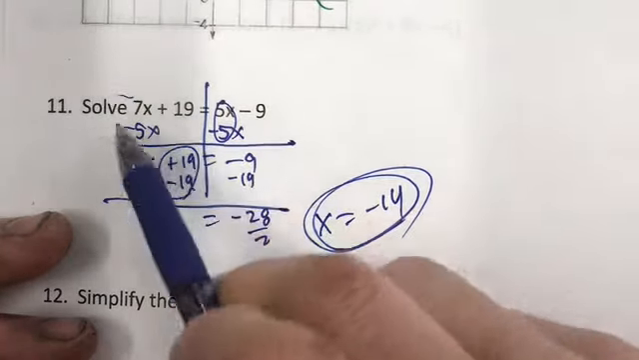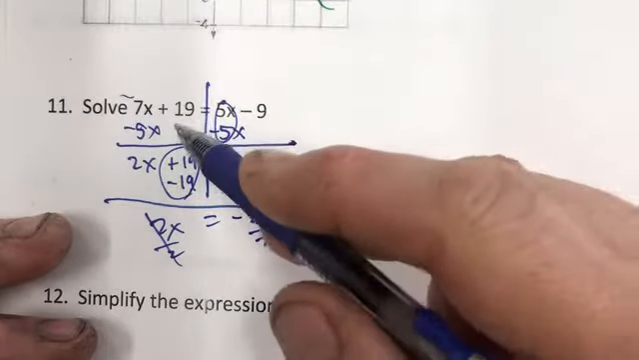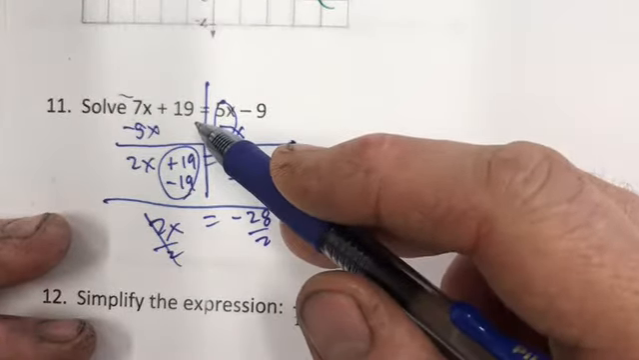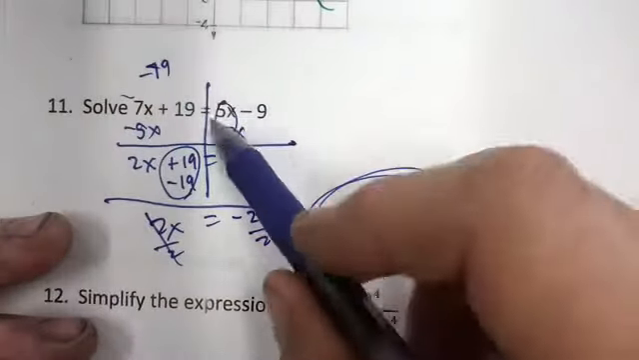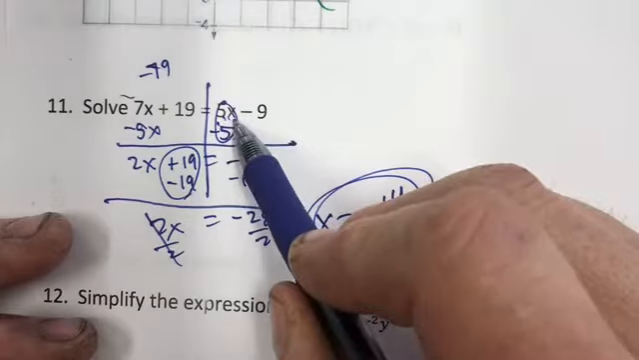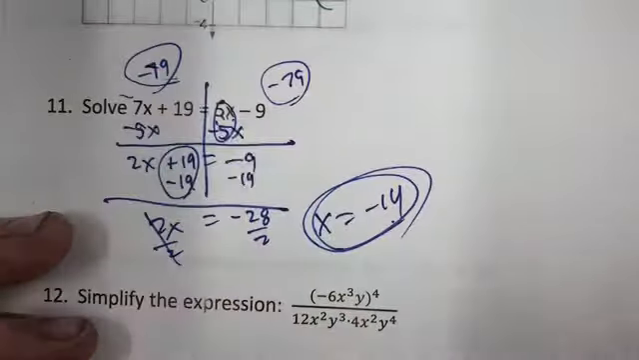Now you could plug it in. 7 times negative 14 is negative 98 plus 19, negative 79, I think. If I put negative 14 in there, 5 times negative 14 is negative 70, minus 9 is negative 79. And then I get the same thing on both sides, so that tells me I'm right.